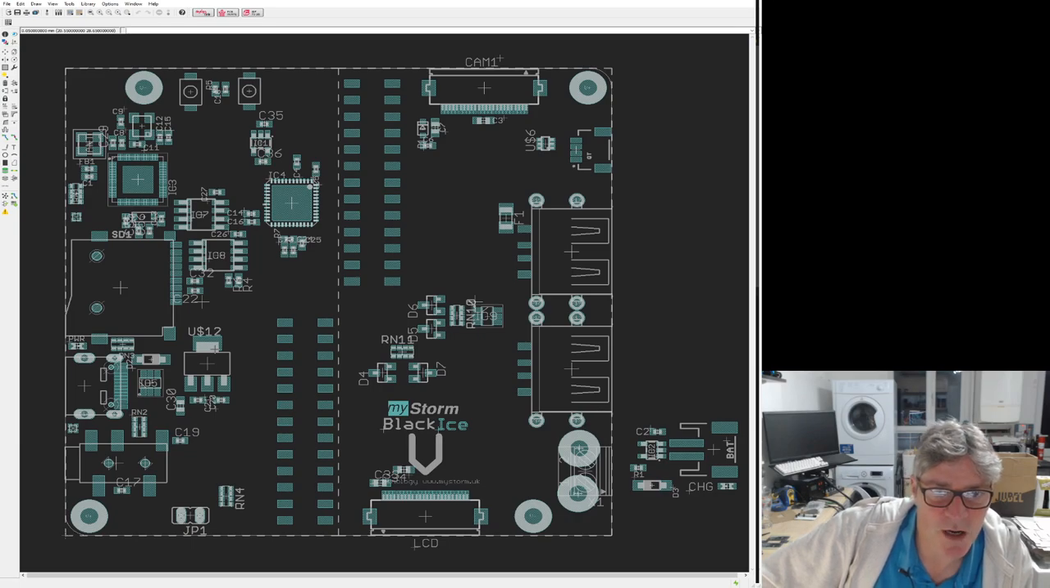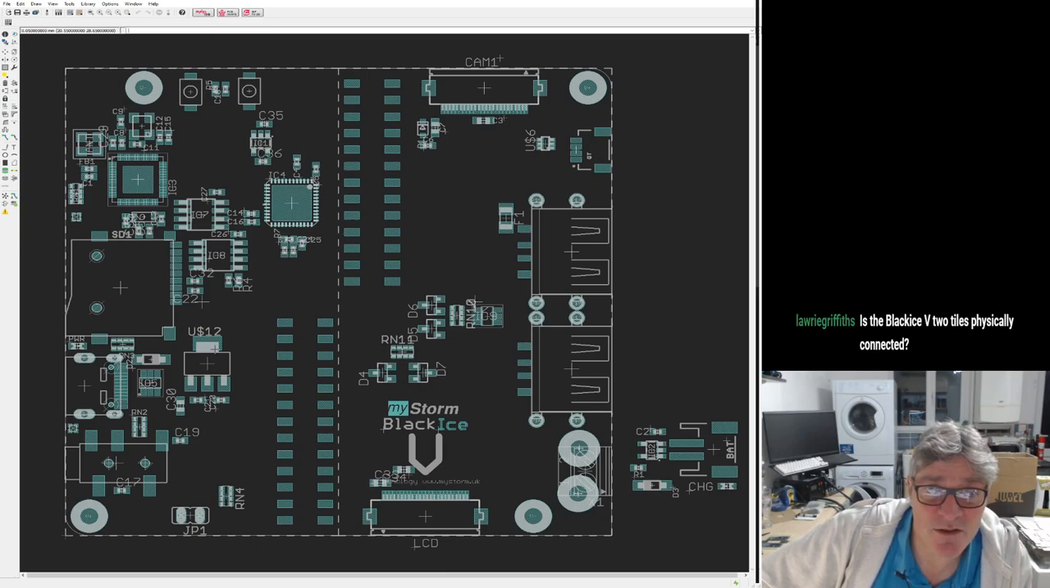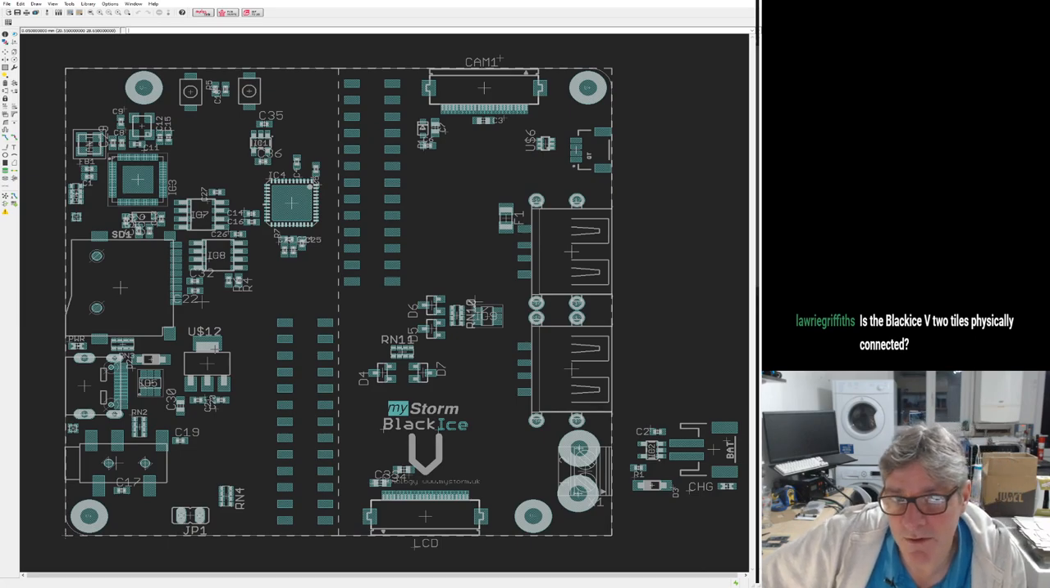So I think a retro tile makes sense. That has VGA, USB, or optional game controllers. In fact, you might want game controllers rather than USB, I don't know. Or maybe you can have both and you switch between the two with jumpers or something.